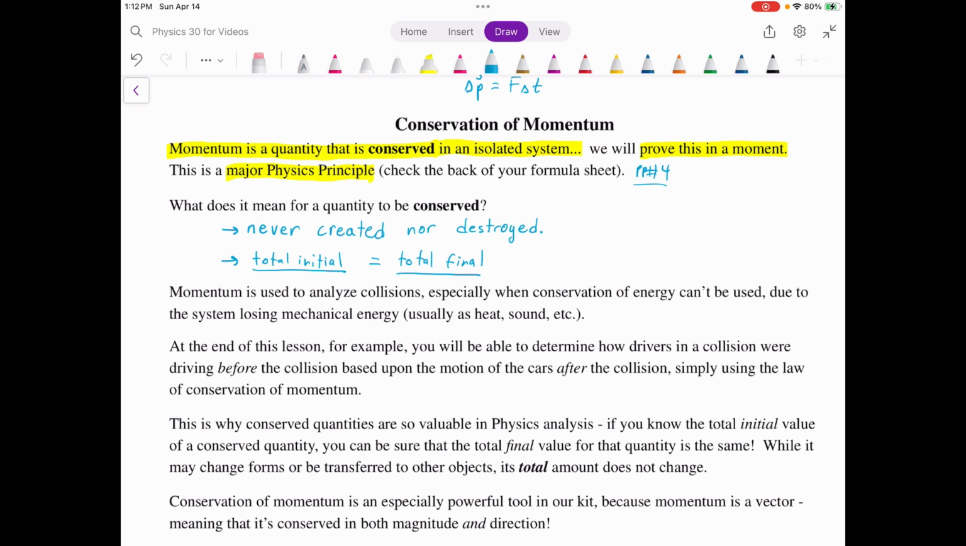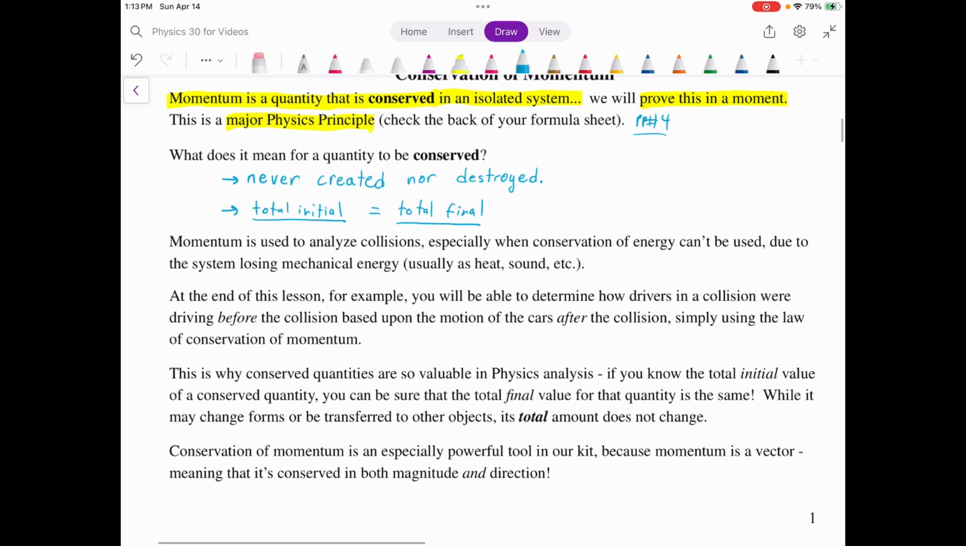So this is what makes conservation laws so powerful for physics analysis, right? Because that means if you know how much of a quantity there is at the beginning, you know it's going to be the same total at the end, right? If you know the total momentum of the two cars before they collide, you know their total final momentum will be the same. And so that means you can work out how certain cars might be moving after the collision, right? Momentum is used to analyze collisions, especially, and one of the things that makes momentum especially powerful is that it works even when we can't use conservation of energy.